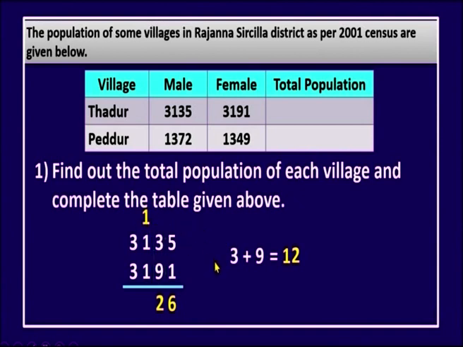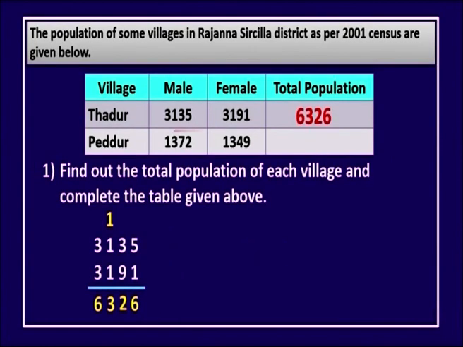Then after that we are going to add these digits which are in the hundreds place, that is 1 plus 1 plus 1 gives us 3, because we need to add even the carryover also. Now what is left, children? Just the digits in the thousands place. 3 plus 3 equal to 6. That means we got 6,326.